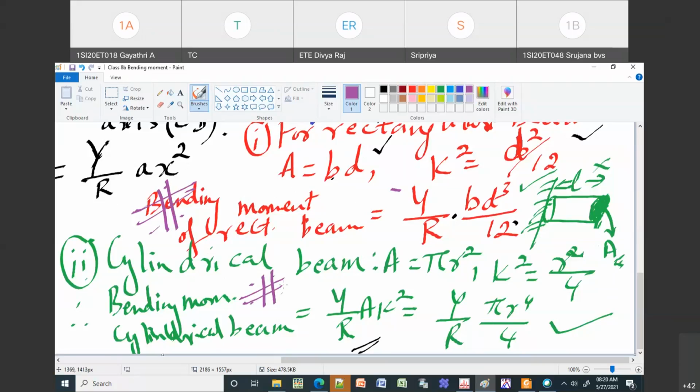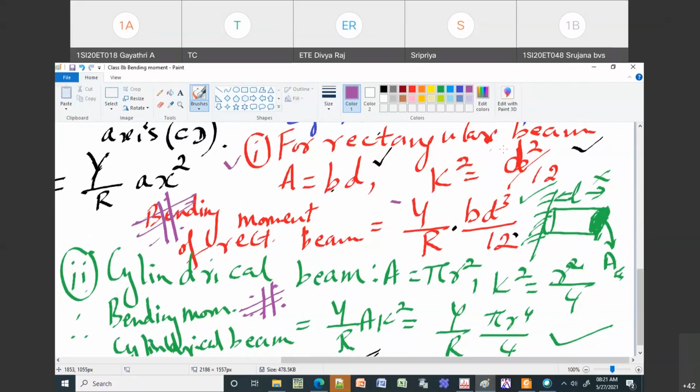If they ask for a rectangular beam, then you write that area is B into D, and K square is D square by 12, and then you write: bending moment of rectangular beam is y by r into BD cube by 12. If they ask for cylinder, then you just write this. In that case you don't have to write the first one. If you write it, it's fine, there is no harm, but it will be a little bit of a waste of time. But if you write it, well and good, because then you are sure that you don't have any confusion. So, rectangular beam and cylindrical beam. Is it fine up to this? Do you have any doubt with respect to this?